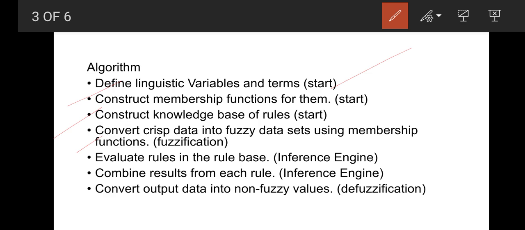Using fuzzification, we have already seen, we can convert the crisp data inputs into fuzzy data sets. So here we are using the membership function for the fuzzification. Next, we have to evaluate the rules in the rule base using the inference engine. Next, we have to combine the results from each rule and convert the output data into non-fuzzy values, that is crisp values, using defuzzification.